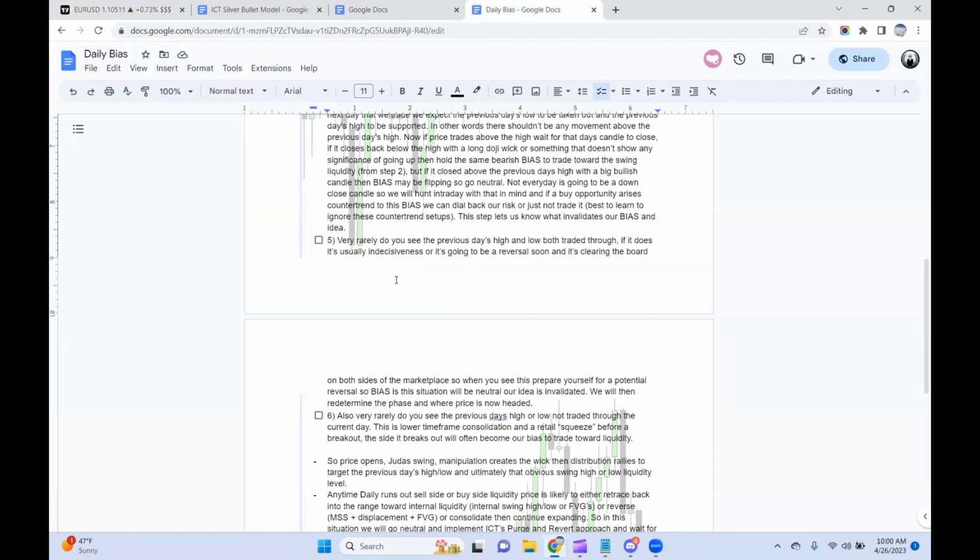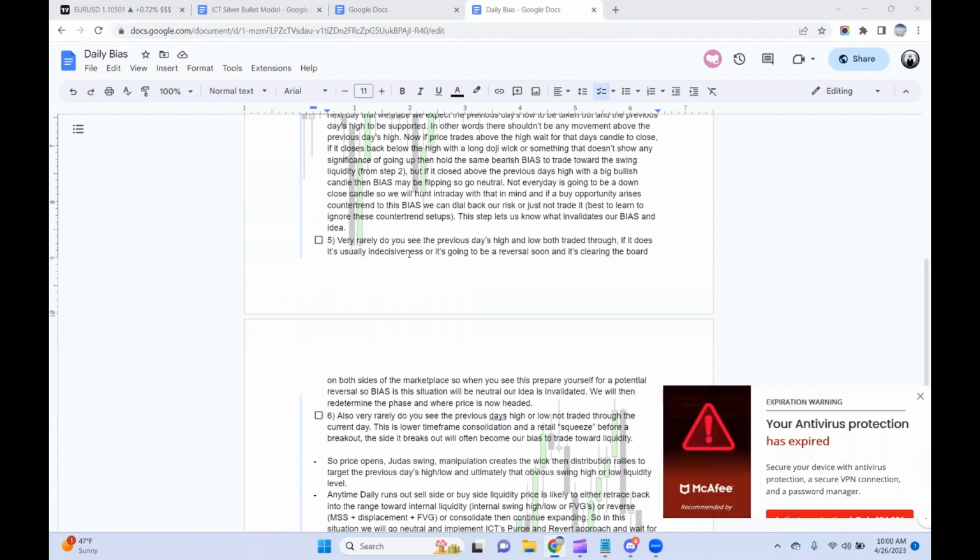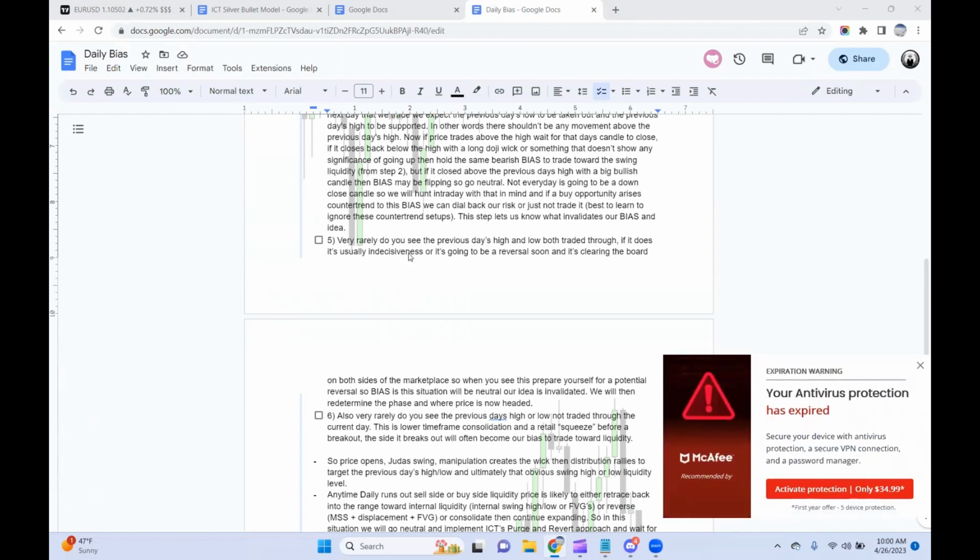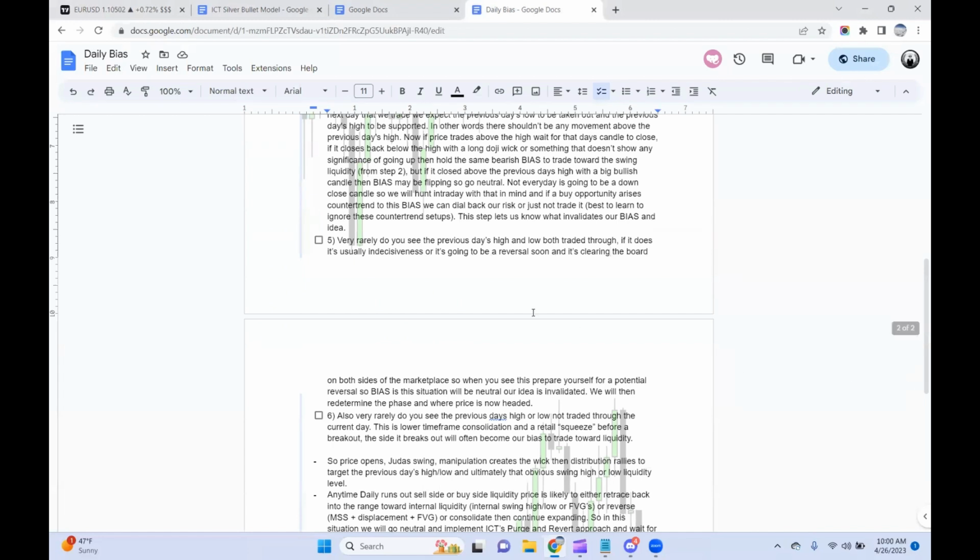So in this case right here, very rarely do you see the previous day's high and low both traded through. If it does, again, it's usually indecisiveness, or it's going to be a reversal soon, and it's clearing the board on both sides of the marketplace. So when you see this, you want to prepare yourself for a potential reversal. So bias in this situation now will be neutral. Our idea is invalidated. We will then redetermine the phase and where price is now headed, right?